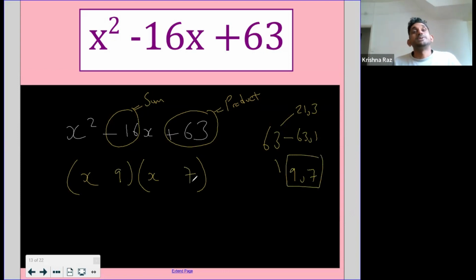What must the signs be to give us negative 16? Yes, minus 9, minus 7. Final check. Is minus 9 times minus 7 plus 63? Of course it is. Job done.